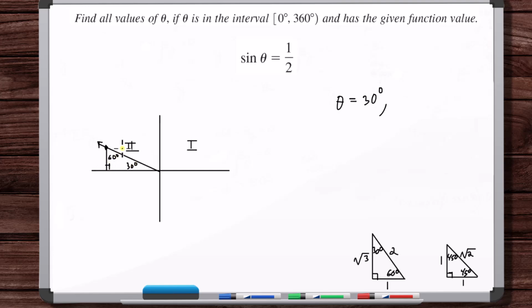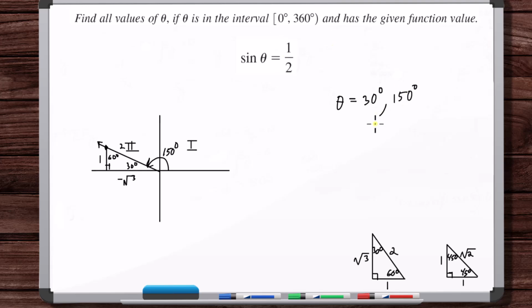Why? Because if we put 2 here, this is minus √3, and this is positive 1. The sine of this reference angle is 1/2. So what is this angle? This is the angle, not this. What angle is this? Well, 180 minus 30 is 150. So both the sine of 30 and the sine of 150 are equal to 1/2.